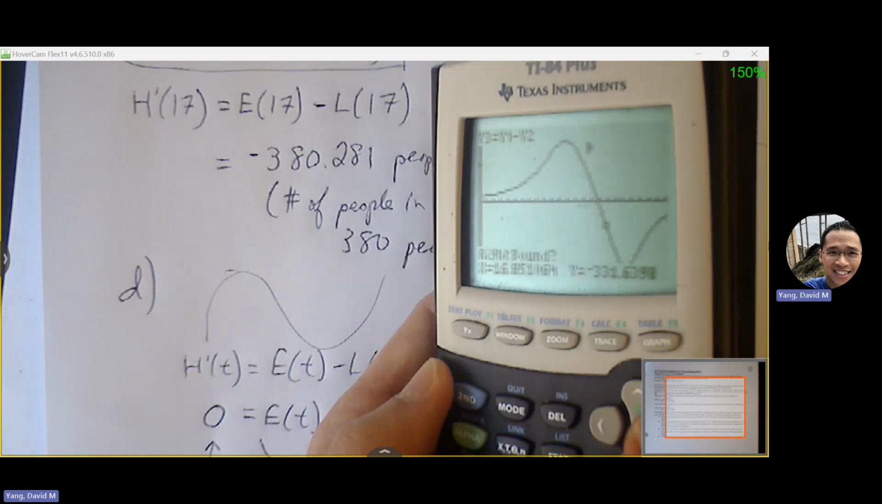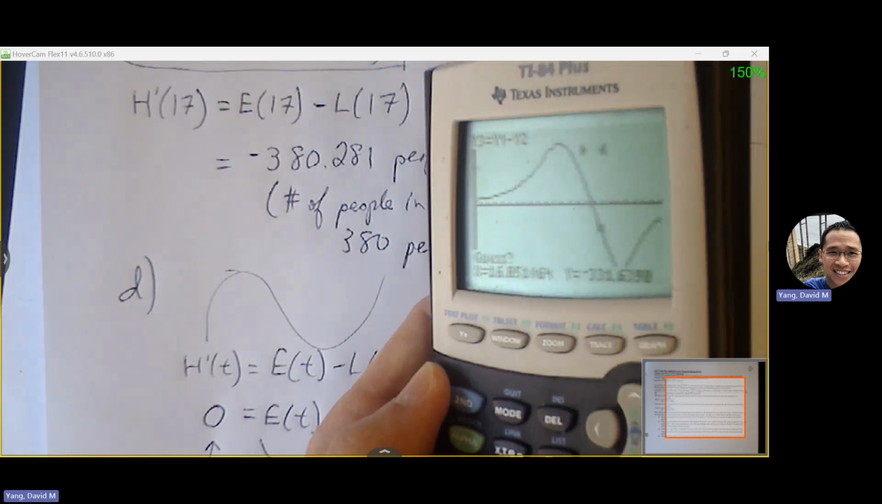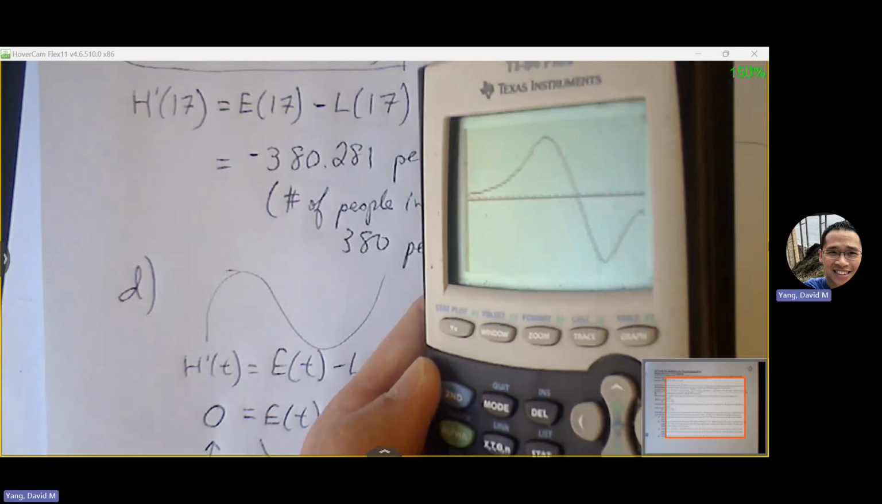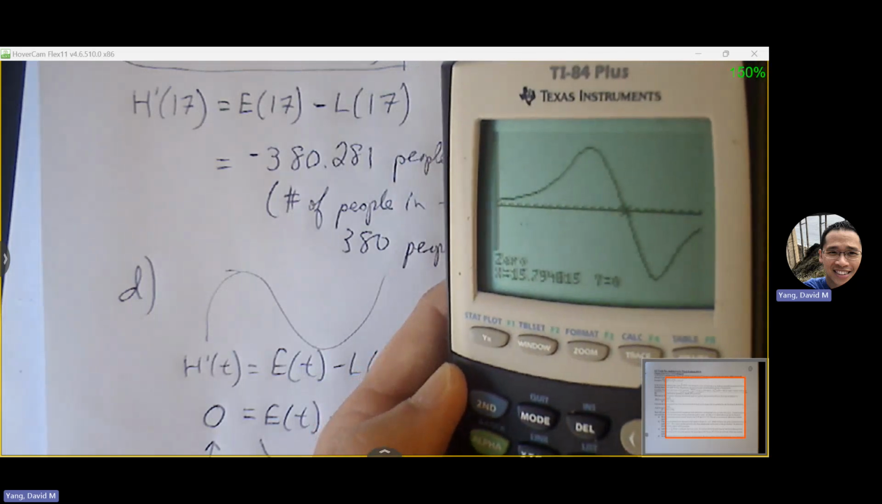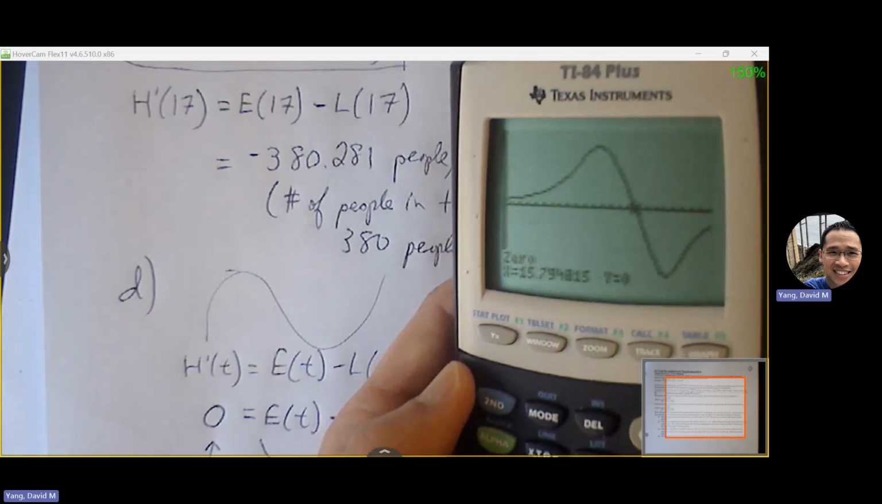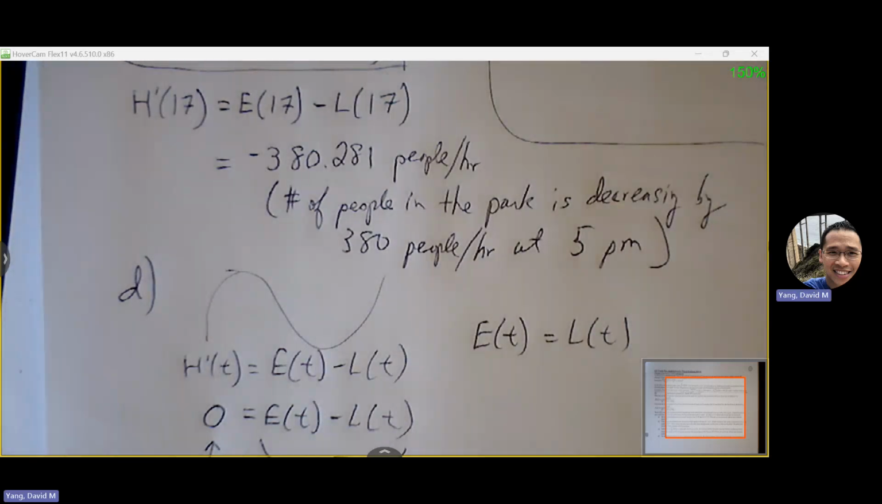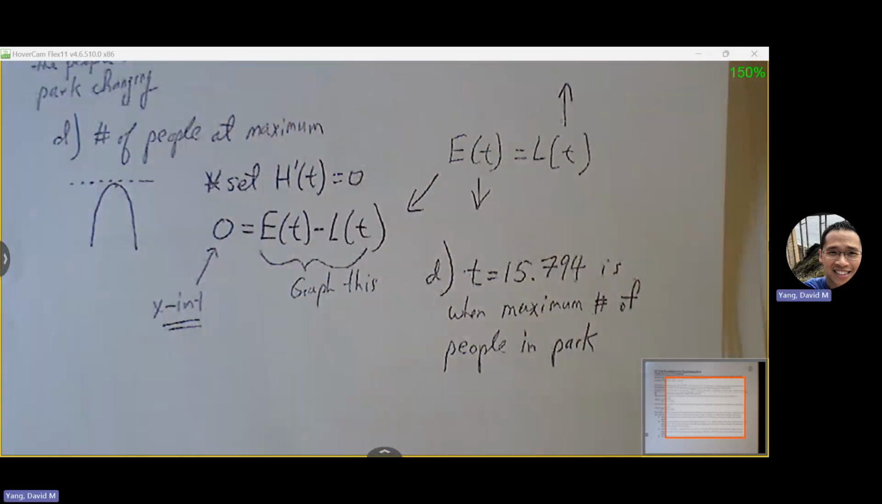Pick a point on the other side of the x-intercept, hit enter. Hit enter a third time. And I got 15.794, which is around 3 p.m., around like 3:30 p.m. Okay. So we're going to experience maximum number of people in the park at 15.794.